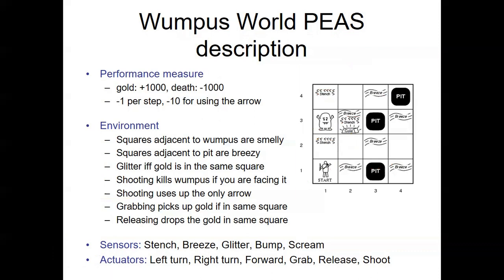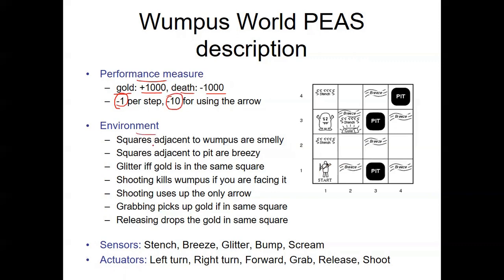Fine. So the performance measure is what? If the agent gets the gold, then the agent will get 1000 points extra. If the agent dies, then his score will decrease by 1000. And whenever the agent makes one step, his score will be decreased by 1. And if the agent uses the arrow, his score will be decreased by 10, minus 10.